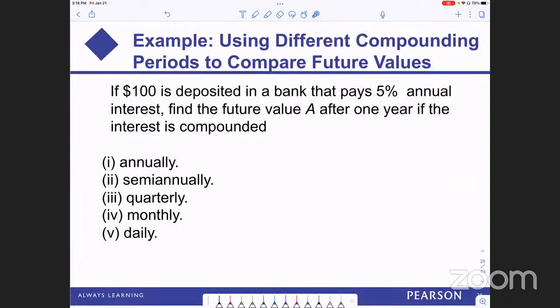So if $100 is deposited into a bank account that pays 5% annual interest, find the future value after 1 year if the interest is compounded annually, semi-annually. Okay. So we're using the compound interest formula. Again, every time we use a formula, we should write it down. The future amount is going to be P times (1 plus R over N) to the power of NT. And again, this guy right here is an R.